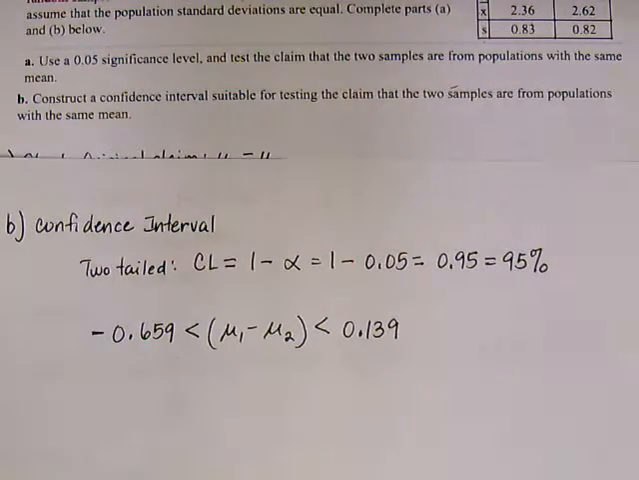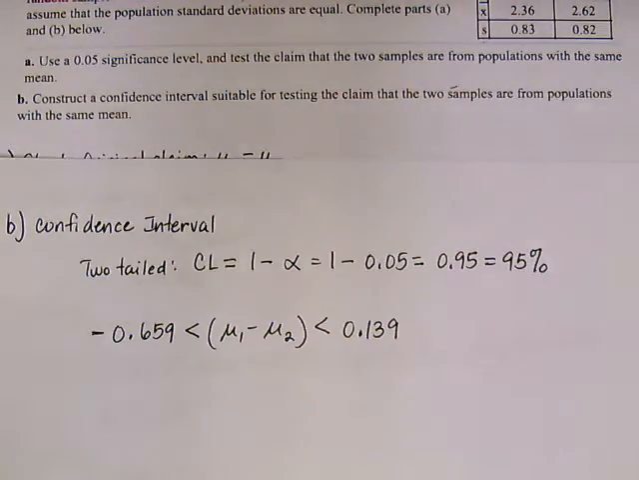Now, in this case here, we interpret that as saying that we are 95% confident that the differences of the two sample means, the two population means, the differences in the two population means is between negative 0.659 and 0.139.